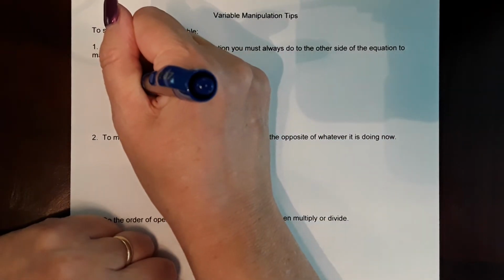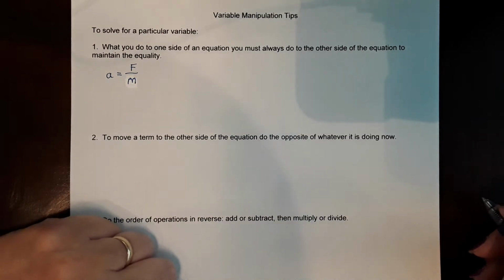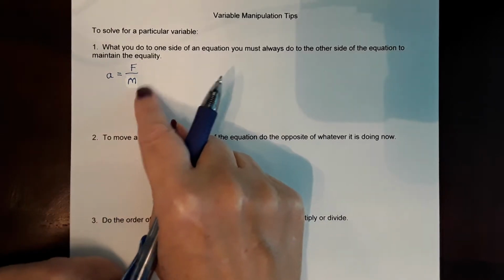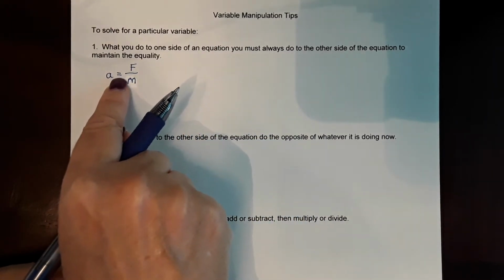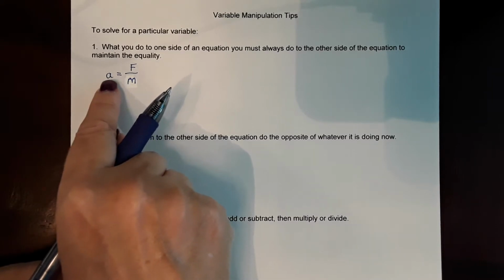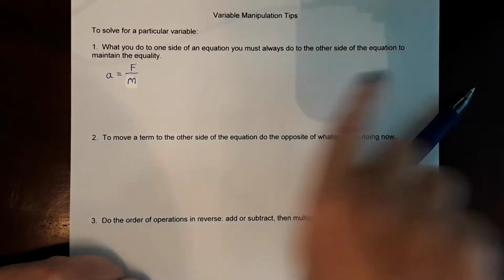Now, you've learned these tips before in your algebra classes, but I'm just going to refresh your memory today because I know some of you are probably like, I don't remember a lot of that stuff. So we're going to look at it. The very first thing you learned in Algebra 1 is that in order to maintain an equality in an equation, whatever you do to one side, you must do to the other side to maintain the equality.